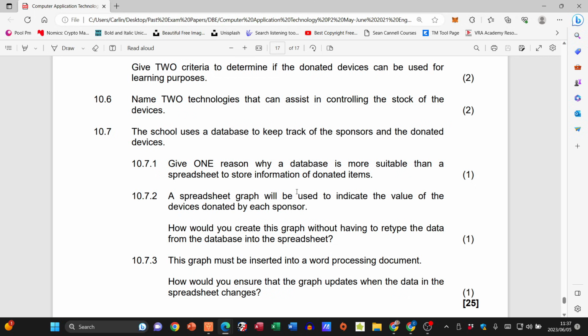Point 2, a spreadsheet graph will be used to indicate the value of devices donated by each sponsor. How would you create this graph without having to retype the data from the database into the spreadsheet? Well, one way I can do this is by importing the data from the database. I can export the data to a spreadsheet, or I can copy and paste that data into my spreadsheet. So I don't have to type it over again. So any one of those, I'm either going to import it, export it or just copy and paste the data to a spreadsheet.